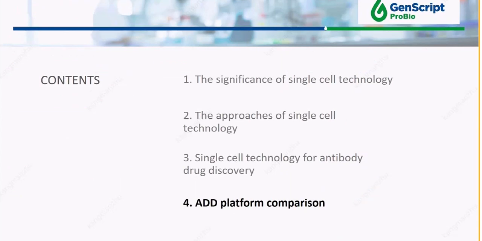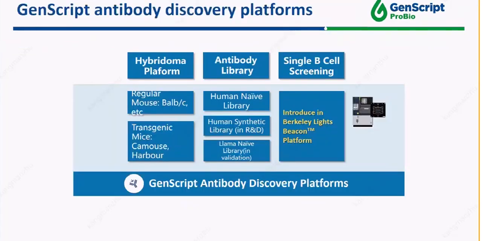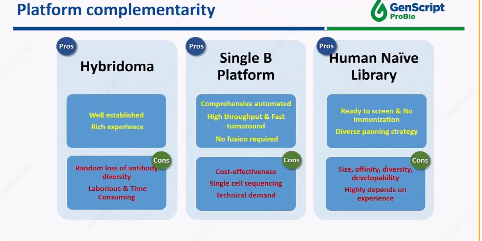So far, I've talked to you about the impressive features of single B-cell screening, but at GenScript ProBio, we also provide screening technologies of different platforms as well. So in a snapshot, we have 3 main platforms, namely hybridoma, which can be coupled with regular transgenic mice, library screening including human naive and synthetic library, and llama naive library, and finally the single B-cell screening featuring the Beacon system from Berkeley Lights.